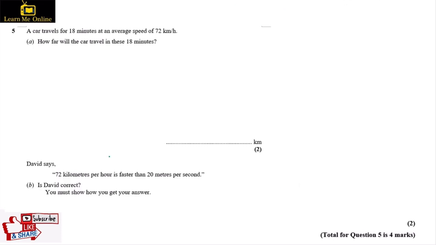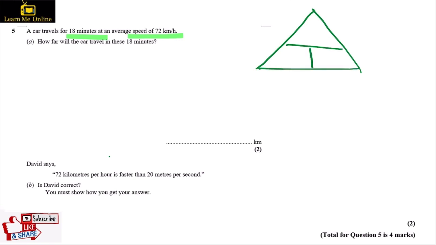Now we have the next exam question, which says that a car travels for 18 minutes. I'm going to highlight the key information: 18 minutes at an average speed of 72 kilometers per hour. How far will the car travel in these 18 minutes? We know it is a question of distance, speed and time. So first I'm going to draw the triangle of speed, distance and time.